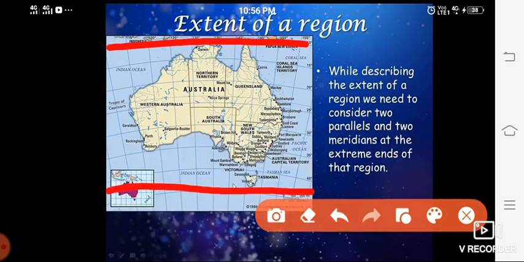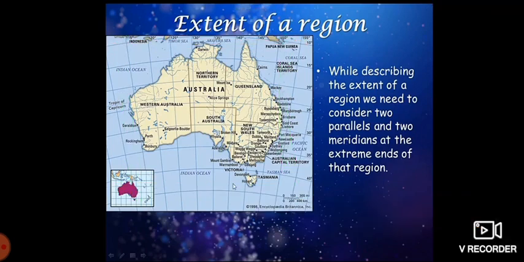Okay, now I will show you here. This is one and this is the other. This is the longitudinal extent. So it starts from this particular line and ends at this particular line. Yeah, so this is the longitudinal extent. In between these four lines, are you able to see Australia? So we need two parallels and two meridians at the extreme ends of that region to locate that particular region. Now let us study how to describe it.